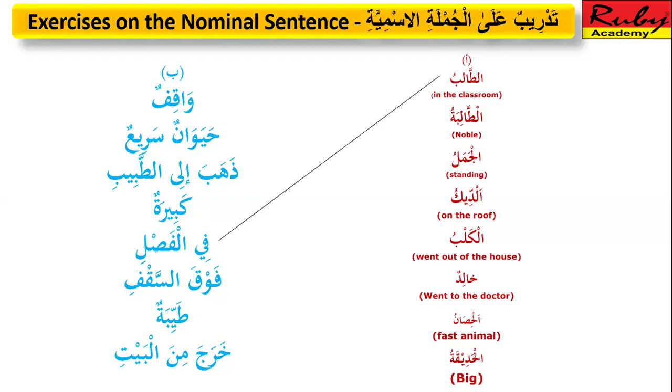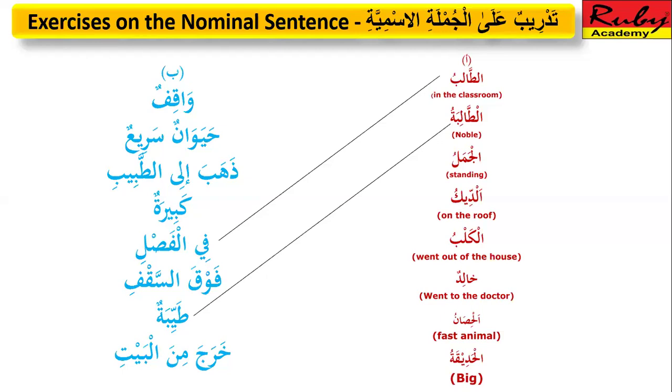Now next one, at-talibatu tayyibatun. Yes, please repeat. At-talibatu, it's a girl student. Tayyibatun, it's noble, kind, good. So the girl student is kind, the girl student is noble, the girl student is good, nice. There are many meanings. Here at-talibatu is definite, so it is mubtada, and tayyibatun is a single noun which is khabar, and it is indefinite.